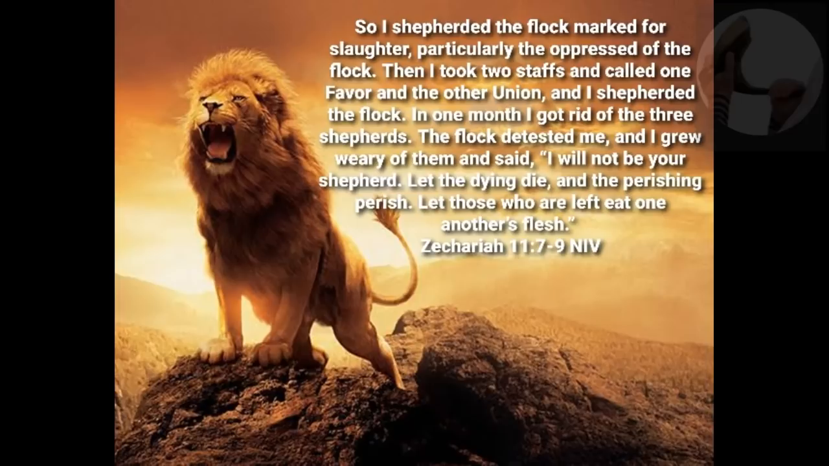So I shepherded the flock marked for slaughter. That's Yeshua will shepherd the children of Jacob, particularly the oppressed of the flock. Then I took two staffs and called one favor and the other union, and I shepherded the flock. In 1 month I got rid of the three shepherds. The flock detested me, so they will detest Yeshua. And I grew weary of them and said, I will not be your shepherd. Let the dying die and the perishing perish. Let those who are left eat one another's flesh. Zechariah 11 verse 7 to 9.